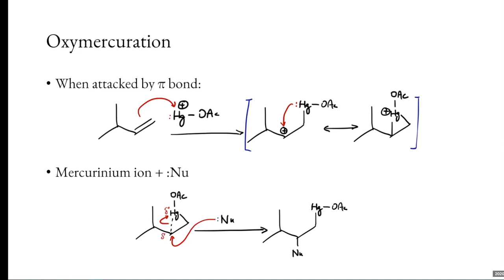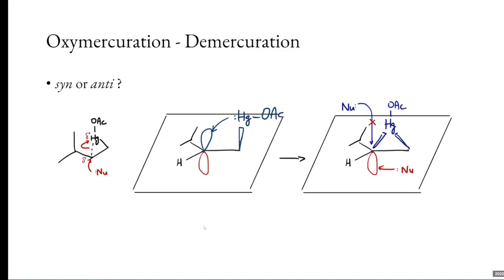And to explain why it is an anti-addition, it's actually very similar to when you deal with the bromonium ion. So we can imagine there's an arbitrary plane. In this drawing, all the black stuff is in the plane, the blue parts are above the plane, and the red parts are below the plane. You can see here that mercury is a very big atom, so it will take up a lot of space above the plane, above the double bond.